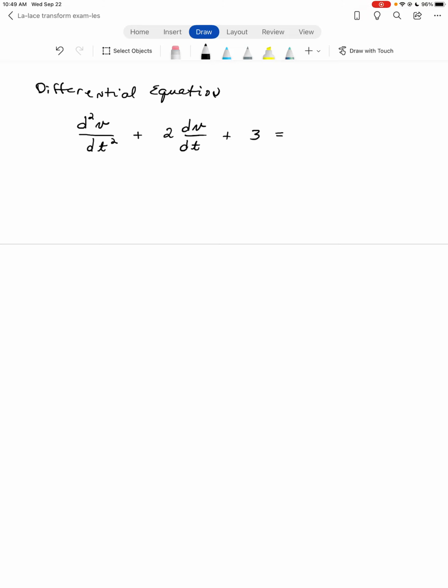Let's say the right-hand side is cosine of 2t, and we're going to let v be the unknown. We're going to let dv/dt at t equals 0 equal 1, and v at 0 equals 0. So what we're going to do is take the transform of this entire equation, both sides.